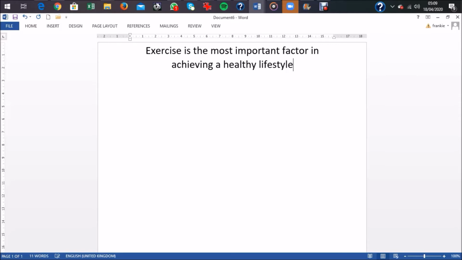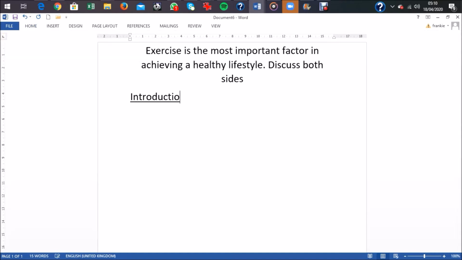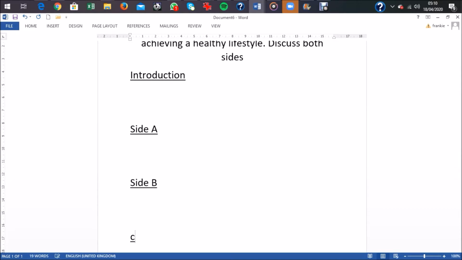Okay, so when you get a question like this, guys, and it says discuss both sides, the structure is going to be the same regardless of any discuss both sides question, and it's always going to be 4 paragraphs. So the first one is going to be the introduction. The second one is looking at side A. And the third one is going to be looking at side B, and then we got the conclusion.